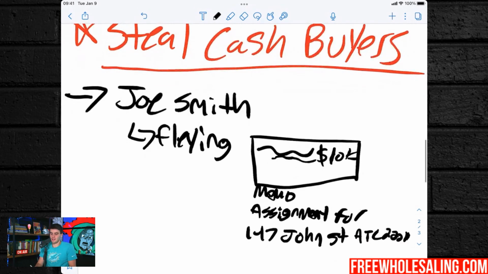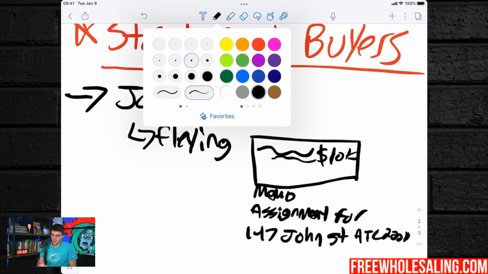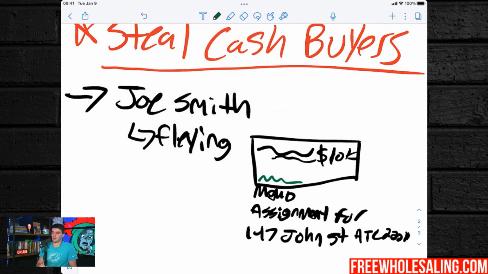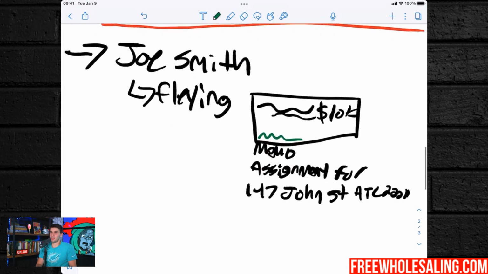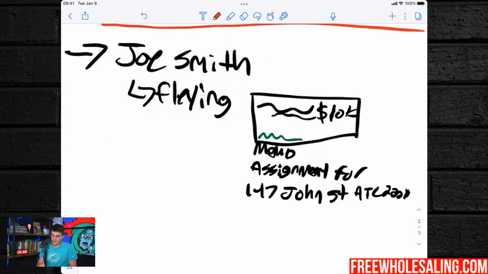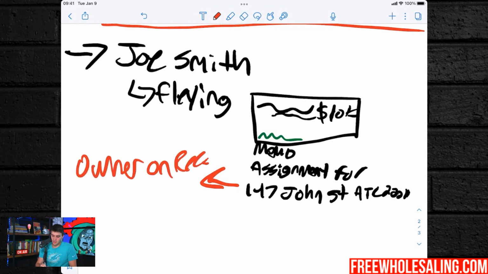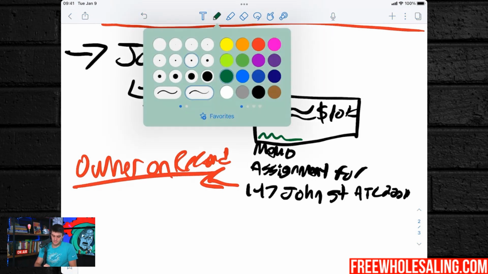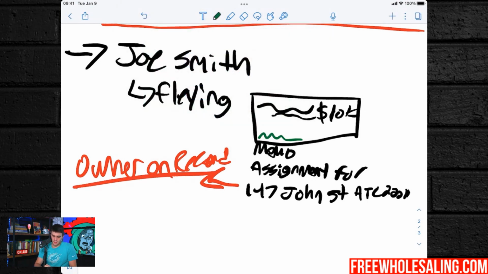Guess what I'm gonna do if I see that? Guess what I'm gonna do when I see that little memo on there? I'm gonna steal this guy's cash buyer. Guys, if you're flexing and you want to post a check and you put the address on it, I'm just gonna steal it. So what do I do here? All I gotta do is, once I get the address, look up the owner on record. And guess who the owner on record is going to be? The cash buyer.